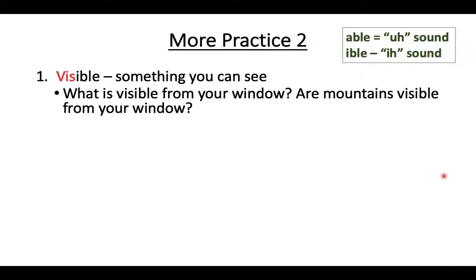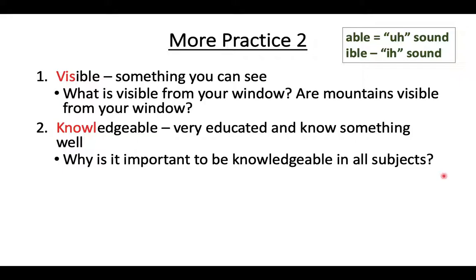I have a few more. So the next word is visible. Visible means something you can see. So what is visible from your window? Are mountains visible from your window? Then we have knowledgeable. Knowledgeable means very educated and knows something well. So my question is, why is it important to be knowledgeable in all subjects?